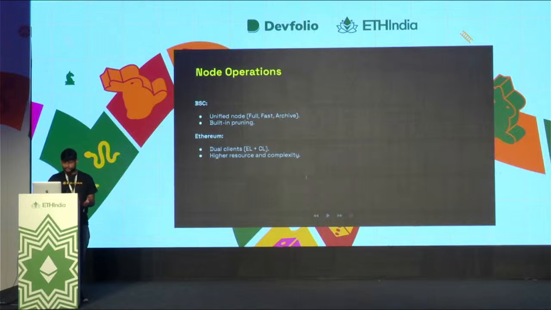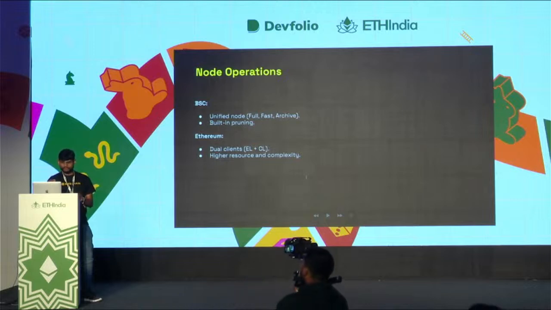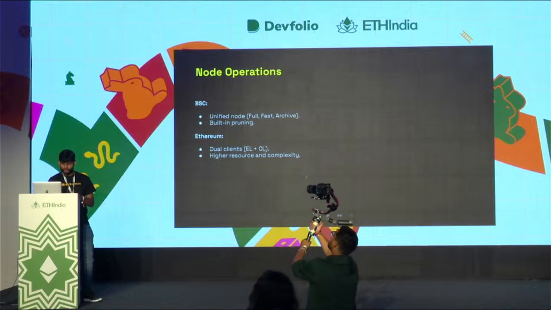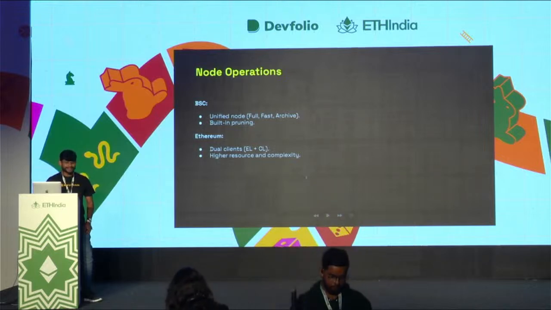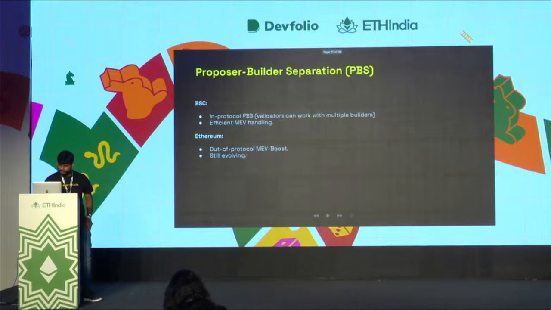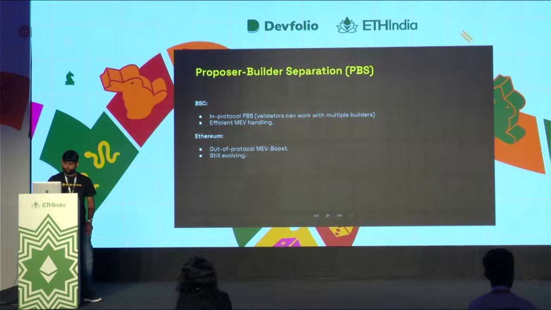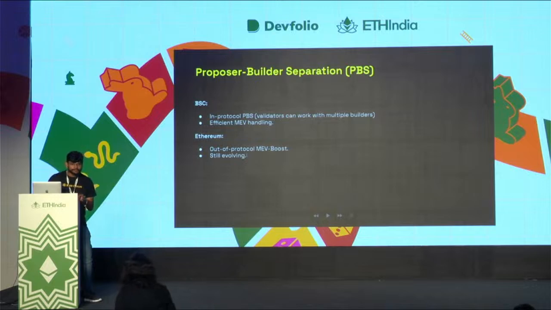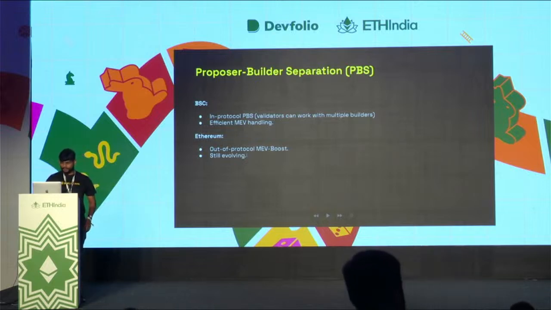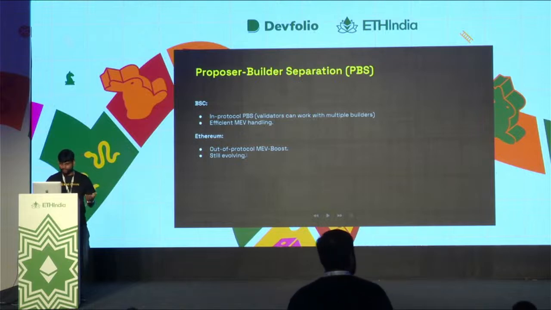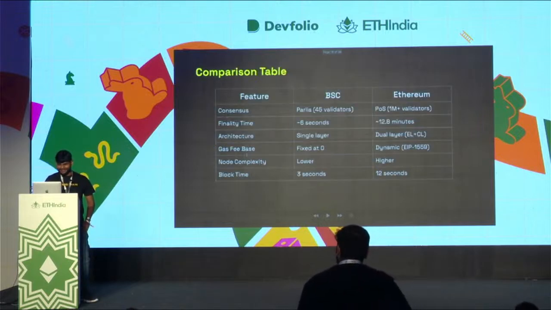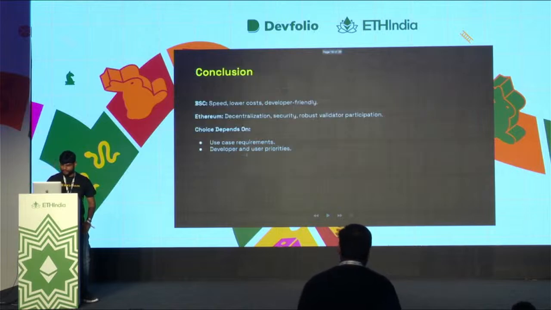When it comes to node operation, as we talked about the architecture before, if you are a validator or a node operator, because BSC has a unified node, it is slightly easier to set things up, and it also supports built-in pruning. In case of Ethereum, it is dual client, and it's slightly more complex to set things up. Then we talk about proposer builder separation, or PBS. In BSC we have in-protocol PBS, whereas in Ethereum we have out-of-protocol PBS. So this is the gist of all the comparison in this table.